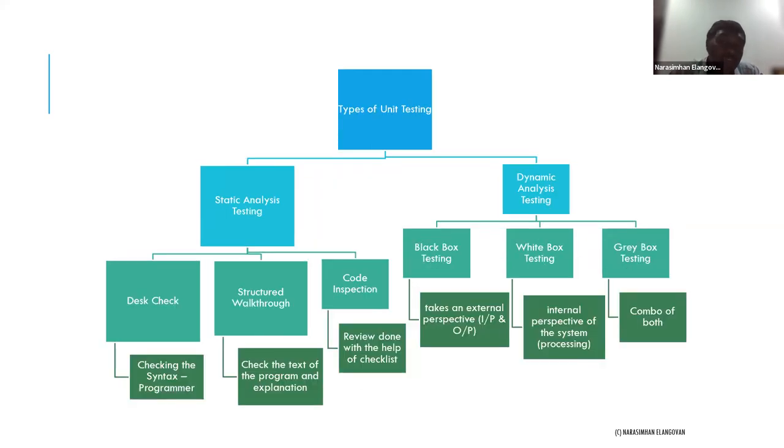Then this unit testing can also have two types. Static analysis and dynamic. Static analysis is desk check. That means you're sitting in the same place, checking the syntax, doing a walkthrough, doing a code inspection. All of those are static analysis. You have dynamic testing, black box, white box, and gray box. Black box is what? You give the input, you check the output. That's all. You give the input, you take the output. That means you don't go to the processing logic. Based on the input and output, you verify. That's called black box. Simple way to remember, black box, you remember the concept of black hole? Right? You cannot see anything which is inside the black hole, but you can see what is surrounding it. Surrounding it, input and output. White box, inside. You take an internal perspective. Gray box is a combination.